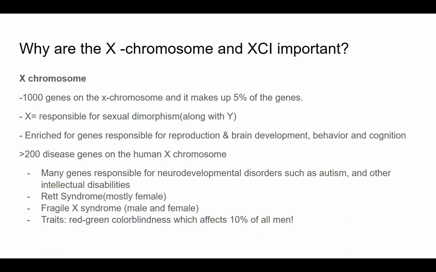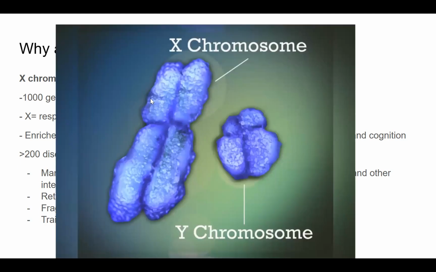And it also causes Rett syndrome that is mostly in females, Fragile X syndrome that could be in male and female, and then the traits seen as well in red and green color blindness, which does affect 10% of all men on this earth, which is like crazy. You can also tell the X chromosome is about 3 times bigger than the Y, and that's because of all of the 1,000 genes it carries, and the Y chromosome only carries about 100 to maybe 300 genes. That's like 3 times bigger.